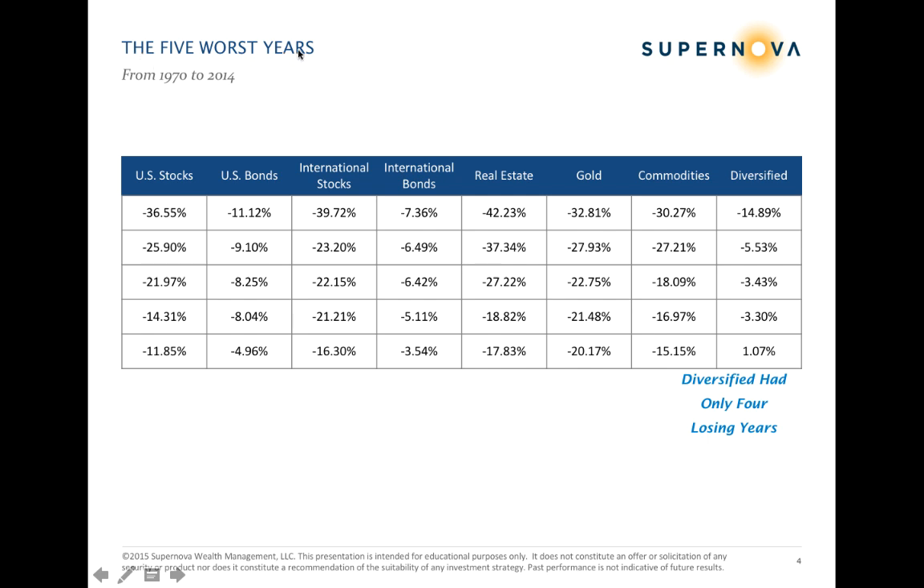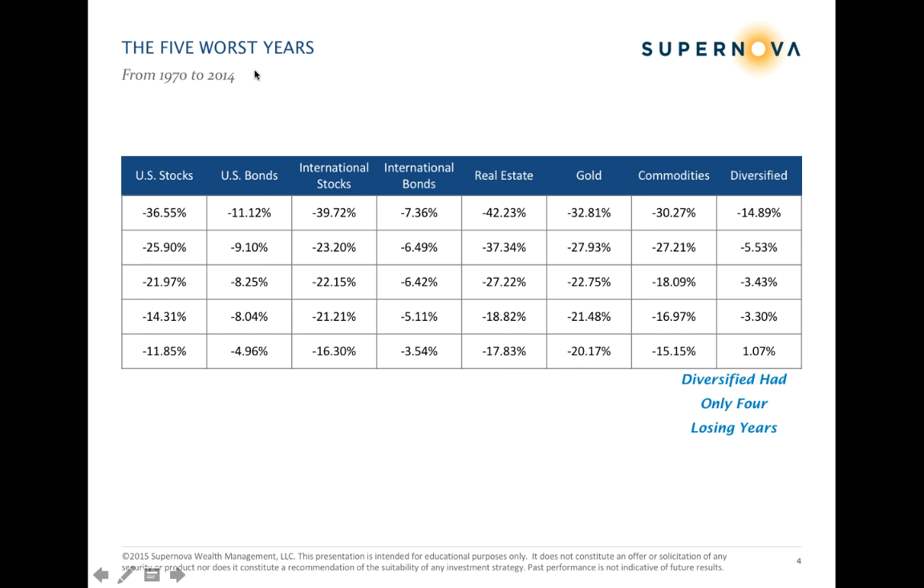The 5 worst calendar years. So in the last 45 years, what was the worst year for the US stock market? It was down 36%. Of course, there was a down 25, down 21, down 14, down 11. And although this chart doesn't show it, there was of course down 9s, down 4s, etc. Many down years for US stocks.